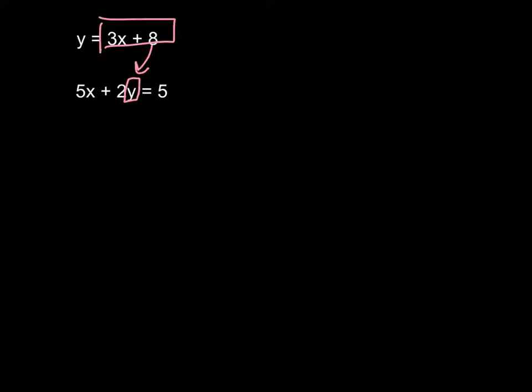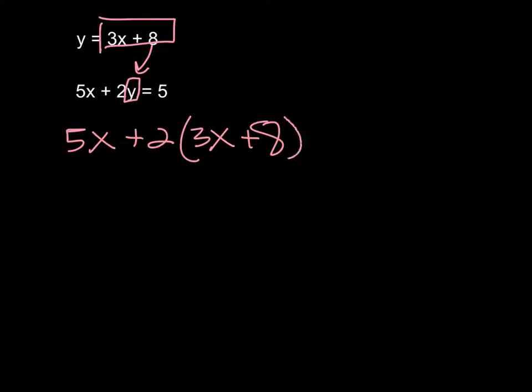Since I know those two things are equivalent, I can replace it and not change the values of any of the variables. So I'm going to copy this bottom equation, 5x plus 2. Now instead of y, I'm going to replace it with 3x plus 8, close the parenthesis, and then finish copying. So that equals 5. So now we have just one equation, and we only have x's. And since we only have one variable, that means we can actually solve to find the value of x.